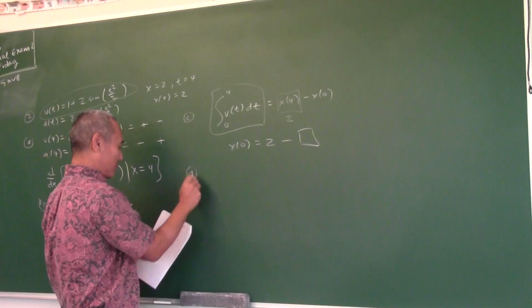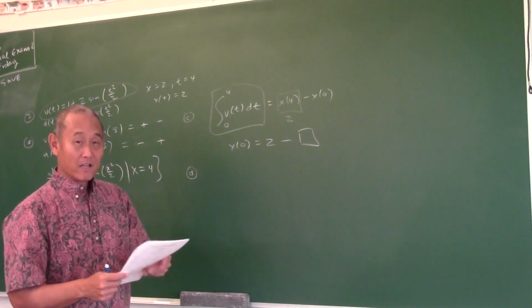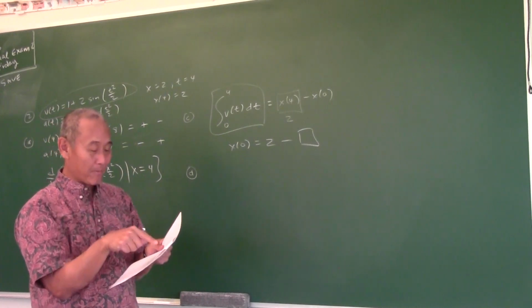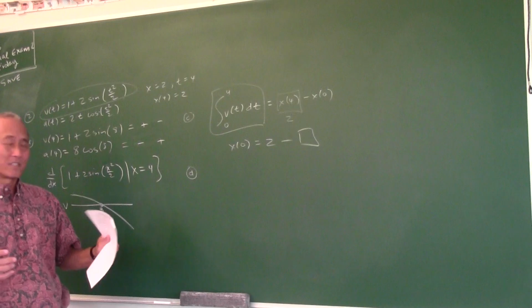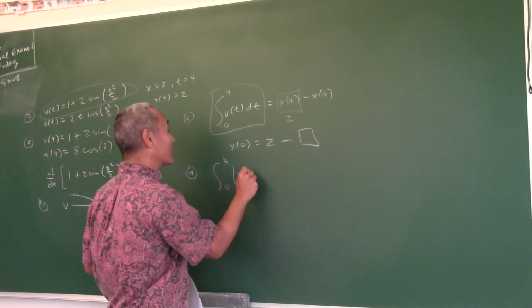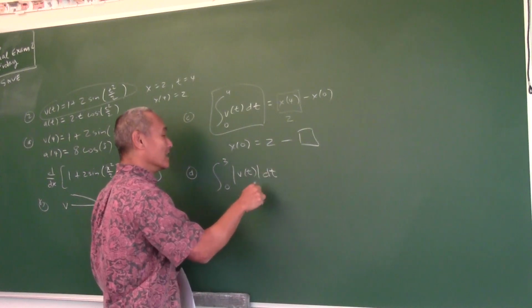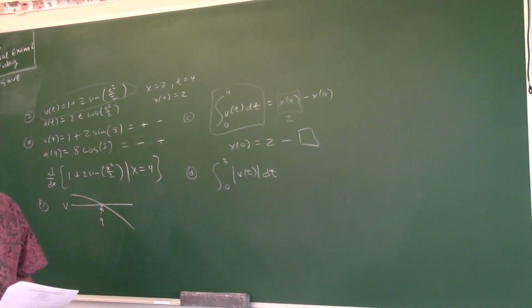And then D, this is probably the easiest of all the problems. Find the total distance traveled from 0 to 3. Now make sure you do 0 to 3, because I remember correcting it, some people are not doing 0 to 3. So how do you find the total distance traveled? It's the integral from 0 to 3 of the absolute value of the velocity dt. If you don't put the absolute value on, you just lost 2 points right there.